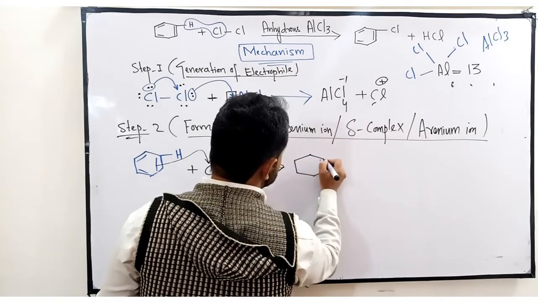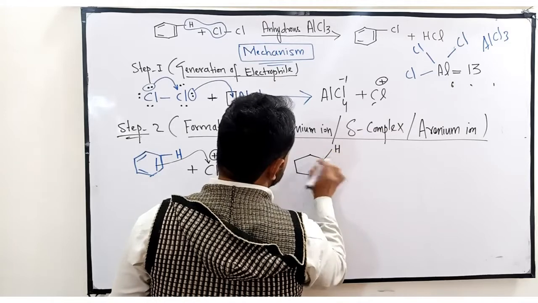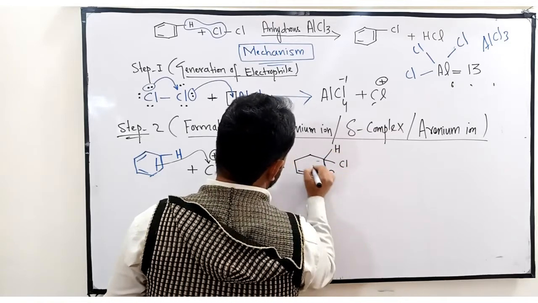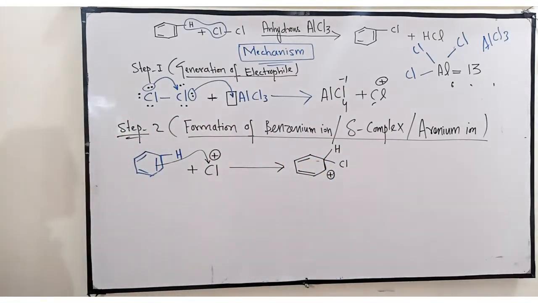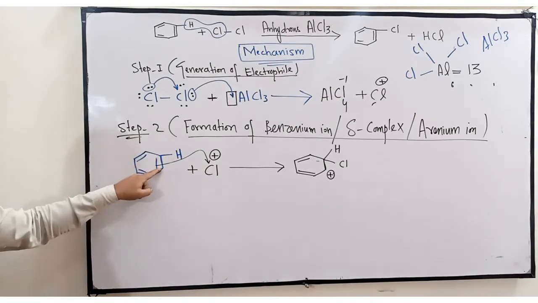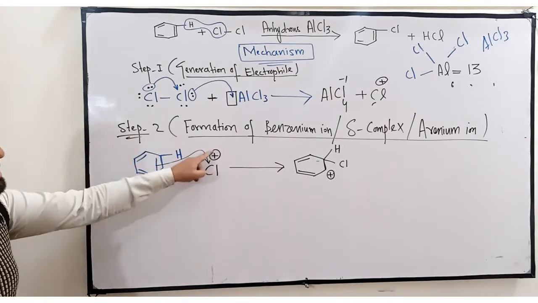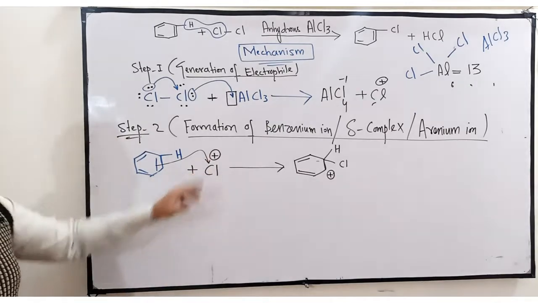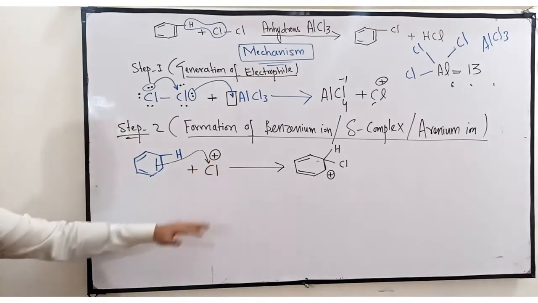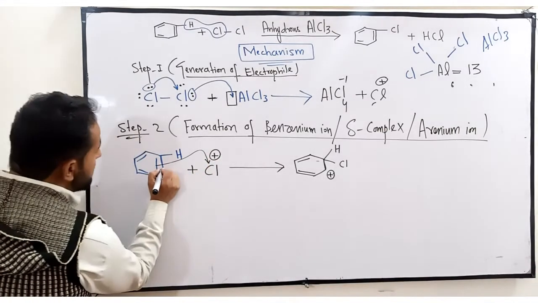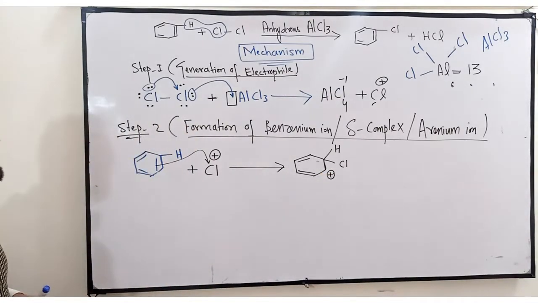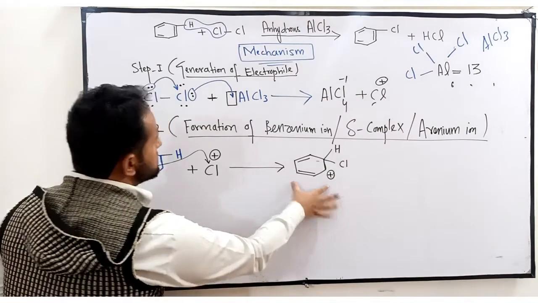What does sigma complex mean? We will explain here. This is Cl, and here comes a positive charge. Understand this one? There is a positive charge because this carbon attracts the electrons from this one and shares the electrons with this Cl positive. Since Cl positive is electron deficient, the electrons to the chlorine atom are basically given from this carbon. That's why a positive charge comes on this carbon atom. Now this structure is known as benzenium ion.